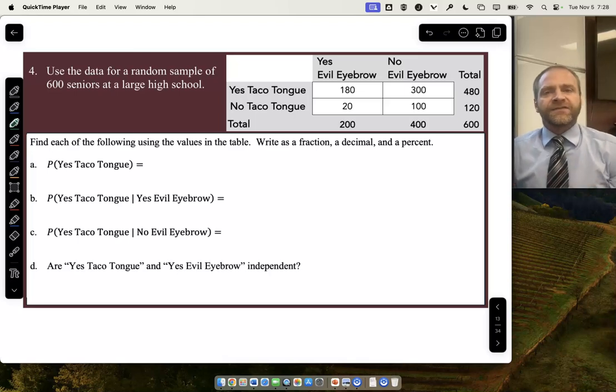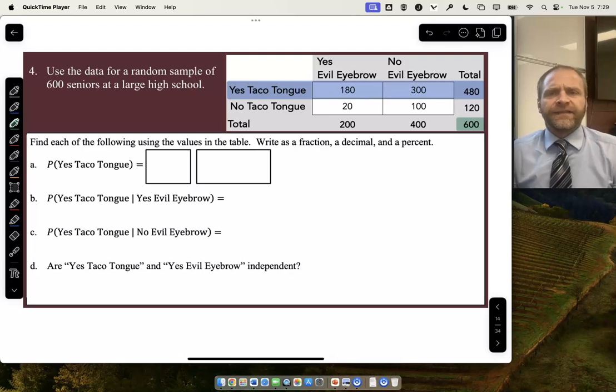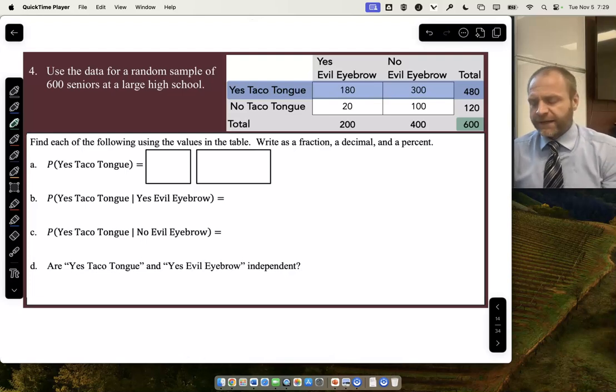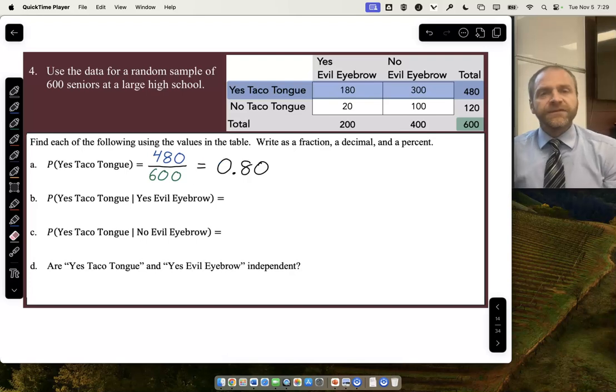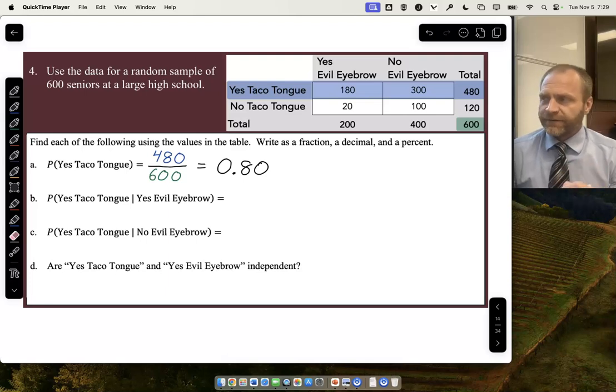Probability of yes, somebody can taco tongue. That's straightforward probability. We are only looking at that row, and there's 480 people in that row, and there's 600 total students. So I'm thinking that's going to be 480 over 600, which is equal to 80%, 0.80 probability. Now look at part B and C, and I'm going to go ahead and give it away. Notice we're still looking at yes, taco tongue. Both of those say probability yes, taco tongue.